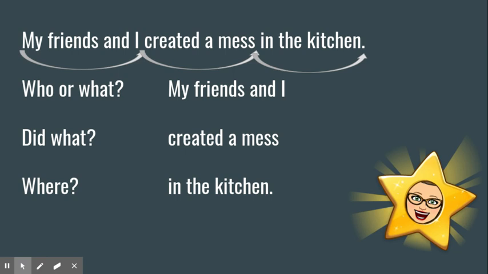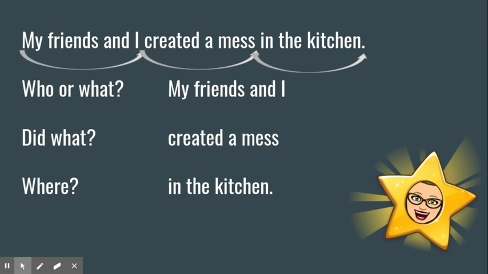So let's look at this sentence again. My friends and I. I want you to think about the picture in your head that's forming, and then as we go through the rest of the sentence, how it changes with the additional information. My friends and I, so you're kind of picturing a group of people, created a mess. Now that's a completely different picture.